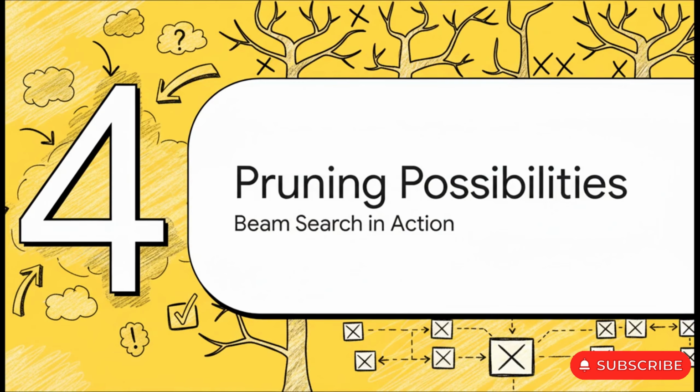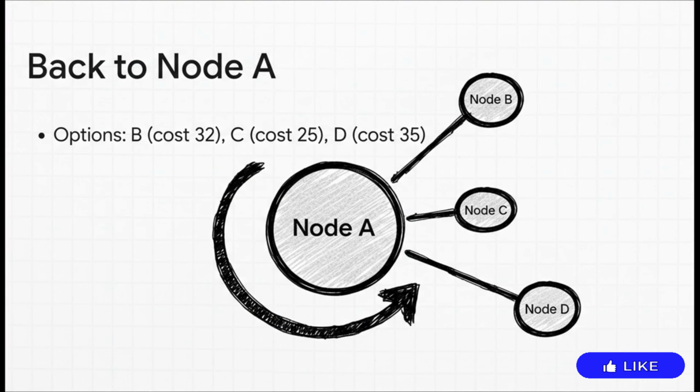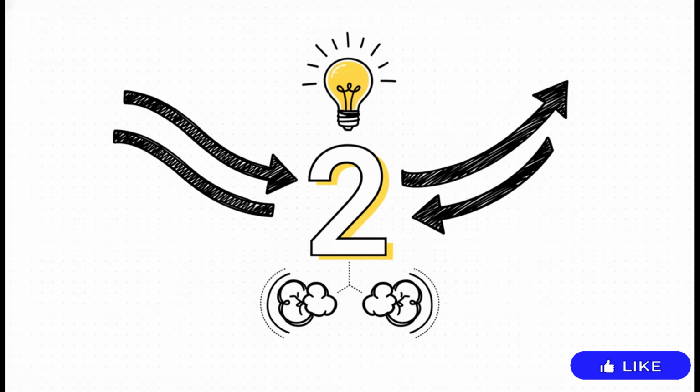All right, theory is great, but let's see how this thing actually works in practice. We'll go right back to our original example and apply this new rule. Okay, so we're back at node A. We've got the same three choices, B, C, and D. Nothing new there. But here's the game changer.